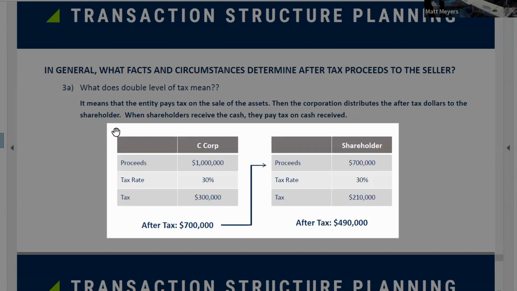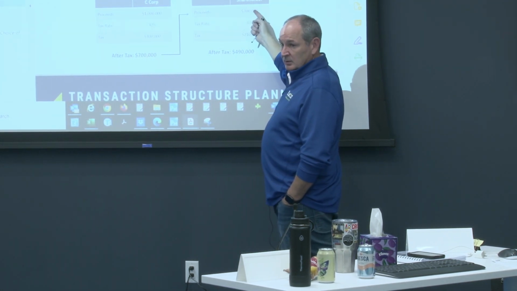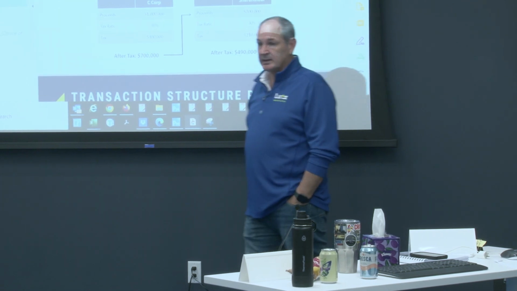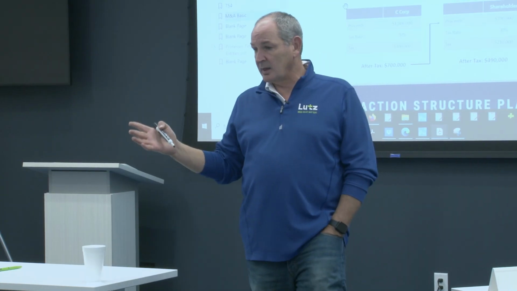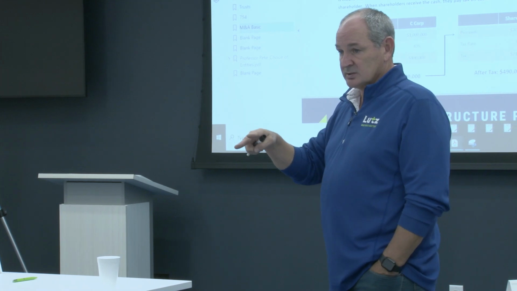So $1 million starts here, $300,000 of tax, $700,000 is left over to get to the shareholder. They ship out the money to the shareholder, $700,000 times 30%, $210,000 of tax, $490,000 is left over. So in that very first slide, when we were talking about it, it said, well, what's left over after a $1 million sale, assuming 0 stock basis in the corporation's assets and 0 stock basis in the shares of the shareholder?